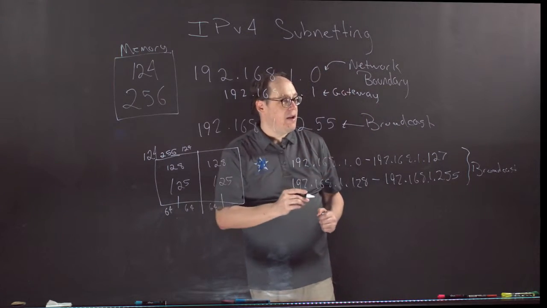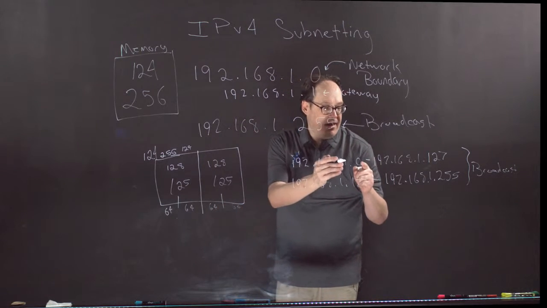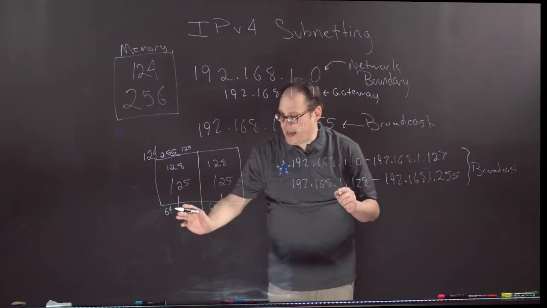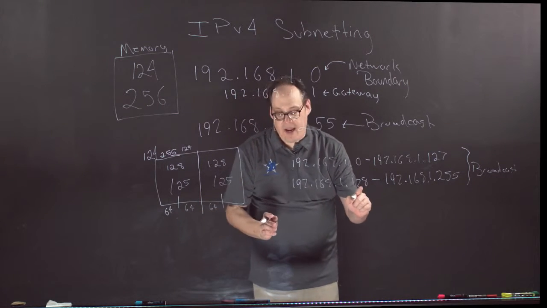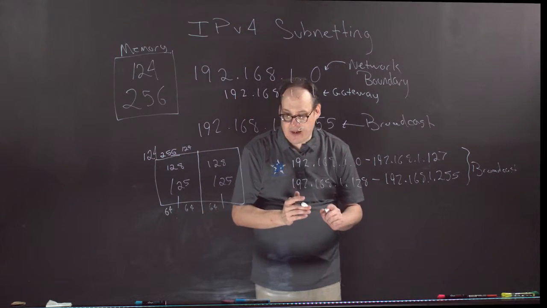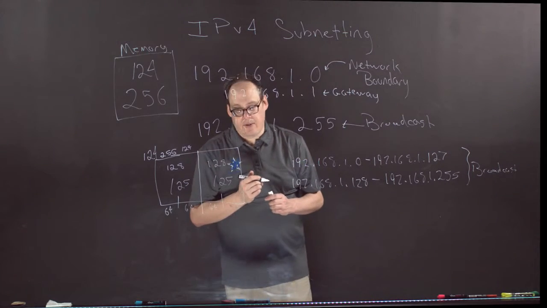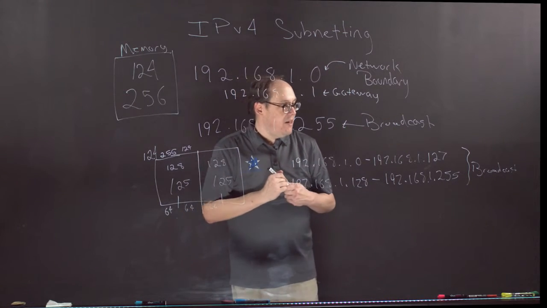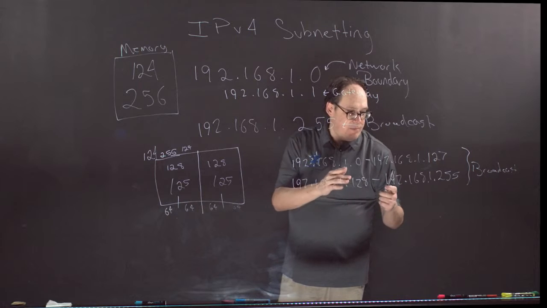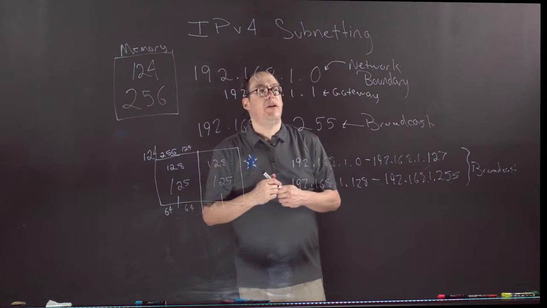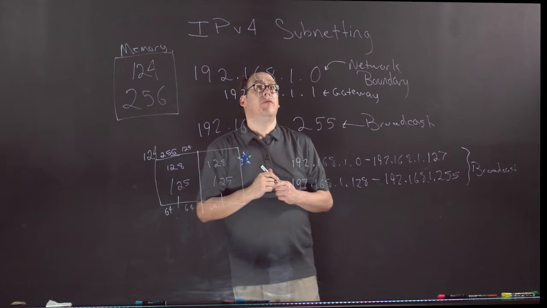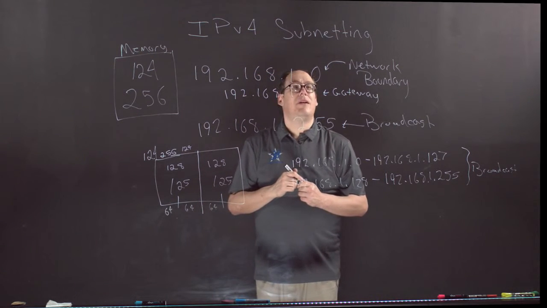with my network boundary beginning at 0, and in this case, it would go to 64. It would go to 128. It would go to the next number, which is 192. And it would continue on. My boundary would allow me to create smaller and smaller networks. And so that's what we do with our IPv4 subnetting.